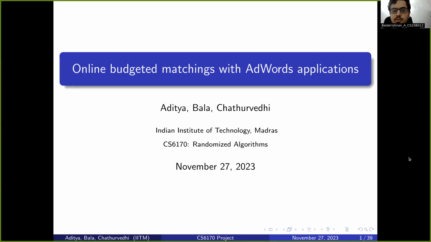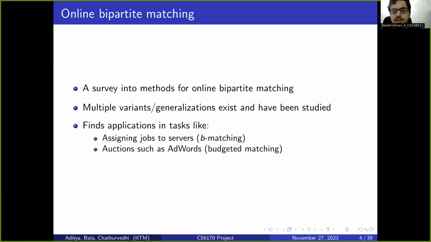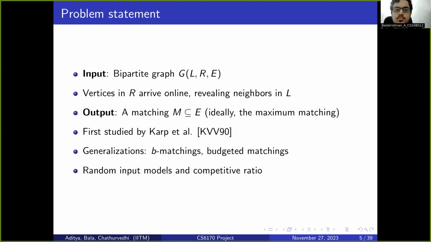Our project is on the topic online budgeted matchings with advanced applications. We have performed a survey into methods and techniques for online bipartite matching. Multiple variants have been defined and have been studied extensively. These find applications in tasks such as assigning jobs to servers and modeling auctions such as the AdWords auction.